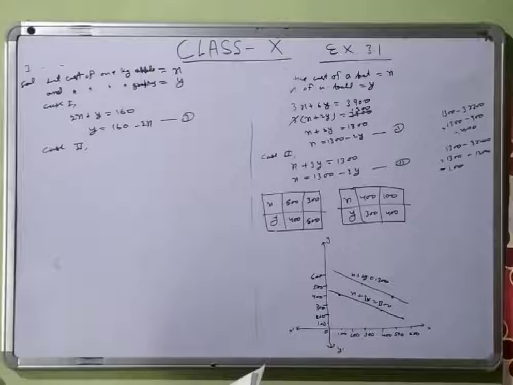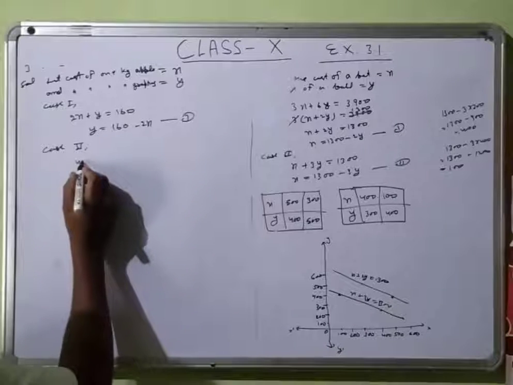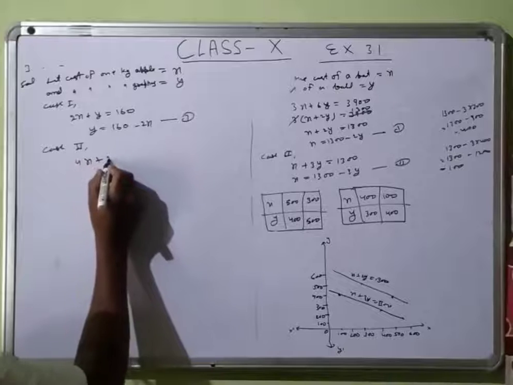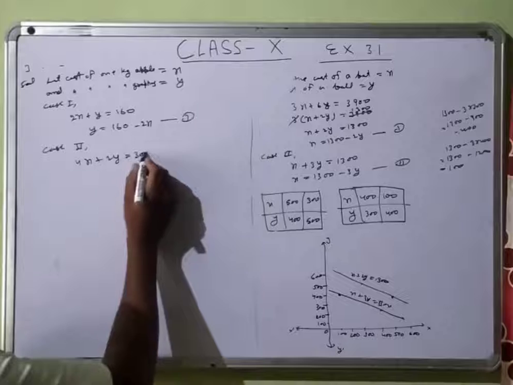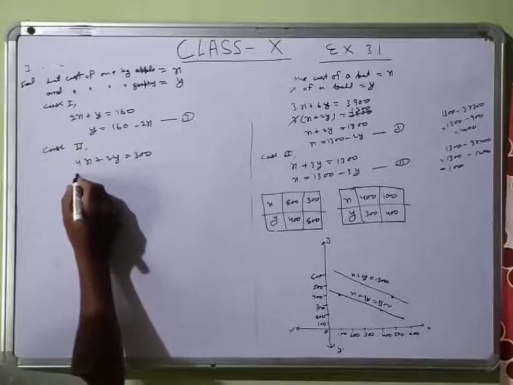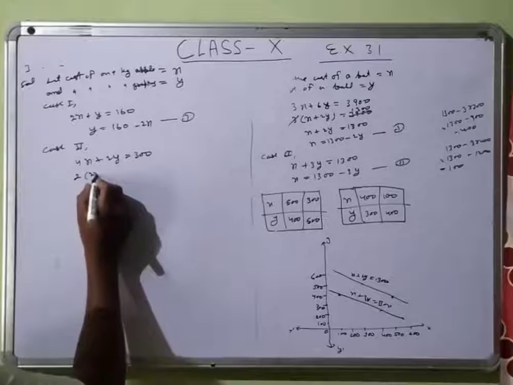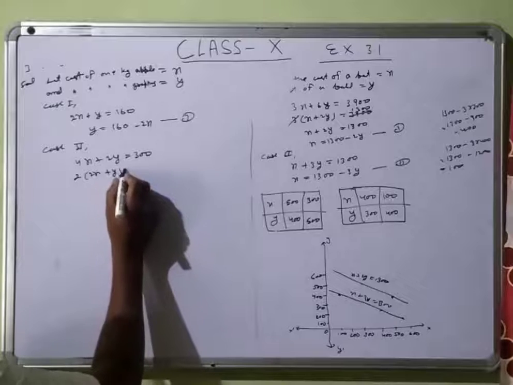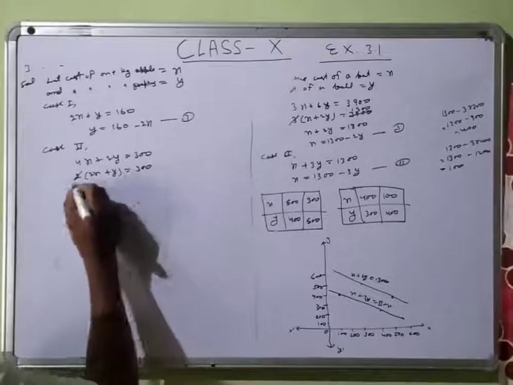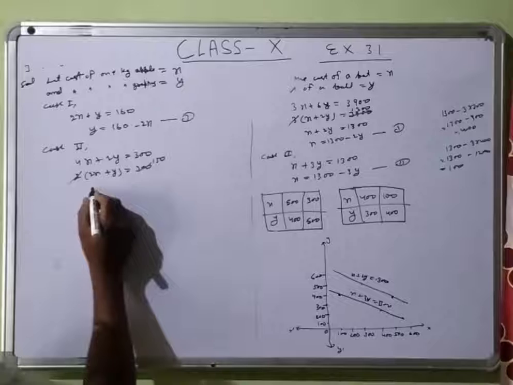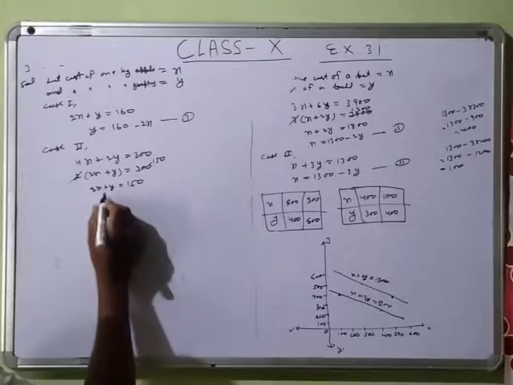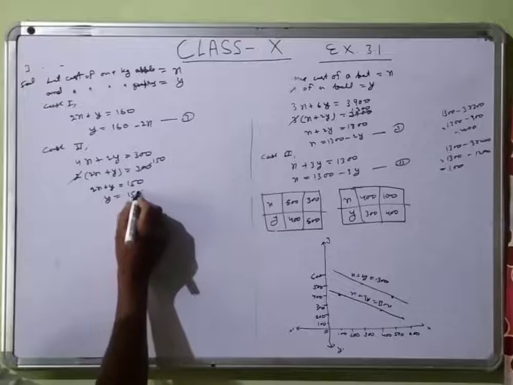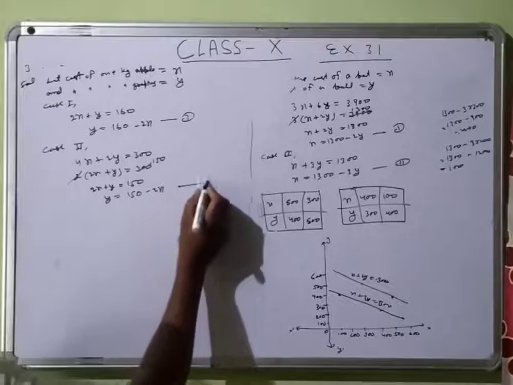Later on, after 1 month, 4 kg and 2 kg. 4x plus 2y is equal to 300. So that will be, taking the common 2, 2x plus y is equal to 300, that cancels to 150. So 2x plus y is equal to 150. That's the second equation. Or this one also we can write like this, y equals 150 minus 2x, second equation.